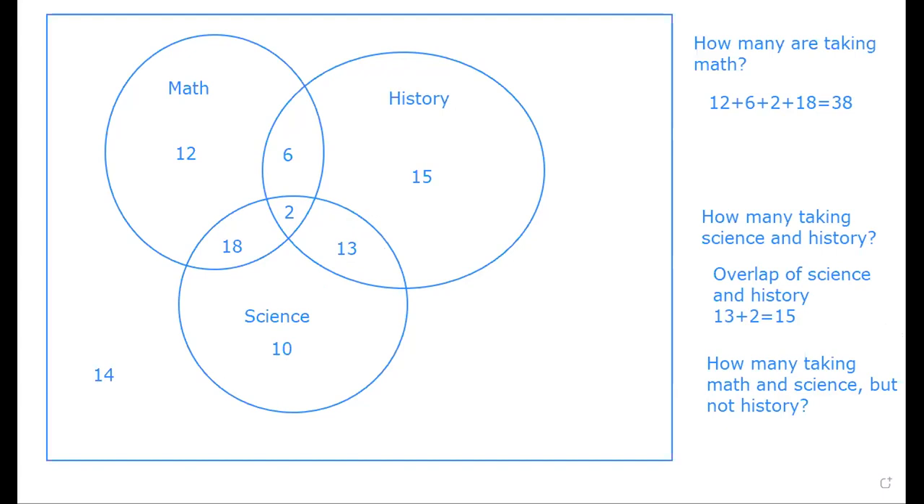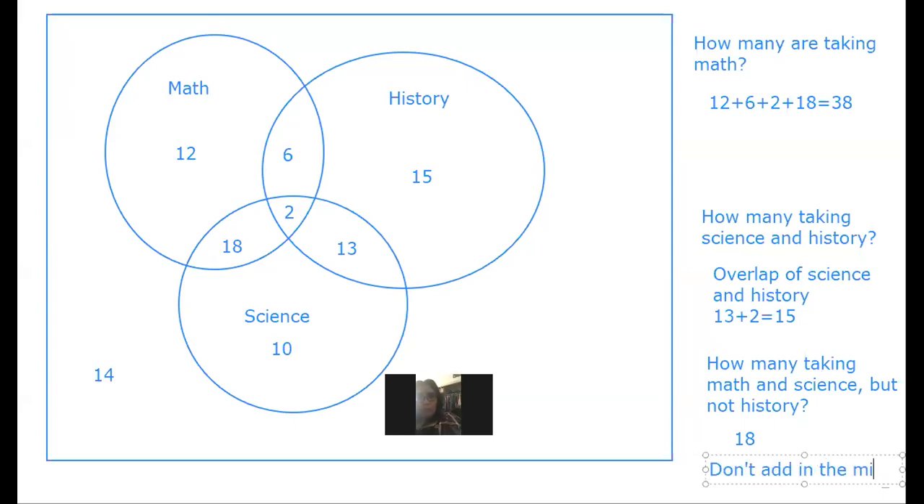The last one asks, how many students are taking math and science, but not history? So the only one that we care about not adding is this one right here. This is people who are taking history, math, and science. These numbers are the only ones who are taking math and science, but not history. So it should be 18. We have to make sure we don't add in the middle part of that one. So that's how you do a basic Venn diagram.